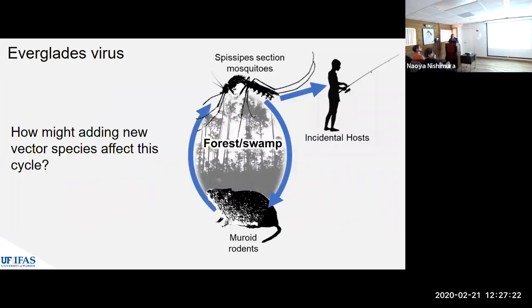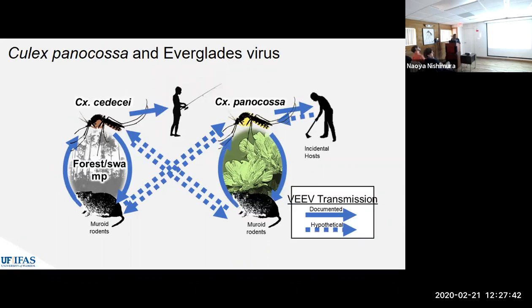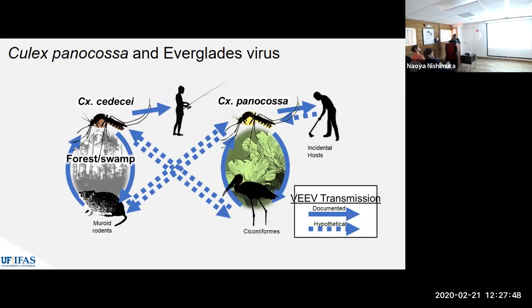So one question driving my research is how might adding this new vector species affect the cycle of Venezuelan equine encephalitis, or Everglades virus in Florida. Adding this new mosquito species, we're currently not sure what it's feeding on, but that's kind of important to how the system works right now. It could be feeding on rodents, just like Culex cedecei, or wading birds, both of which have been known to be fed on by Culex panocossa in its native range. So either way, whatever it's feeding on, they're probably putting humans into closer contact with Everglades virus.